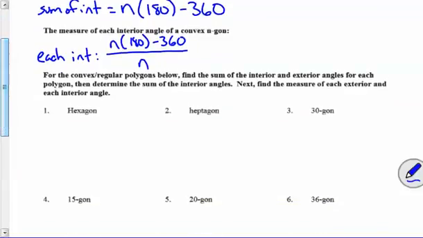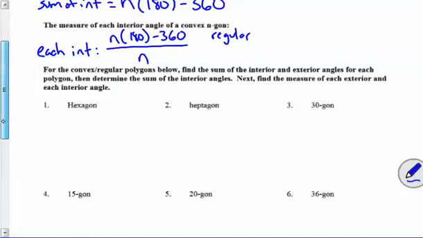measured. And again, this only works for regular n-gons. If they're irregular, then they'll all be different from each other. You can't find that from the sum. You'd have to find each individual one.